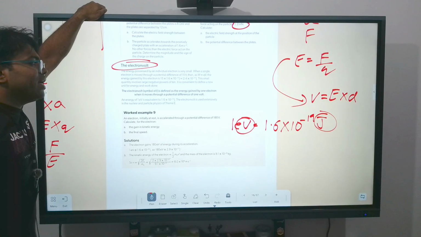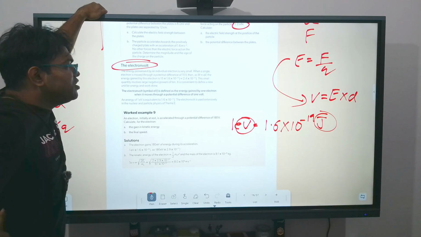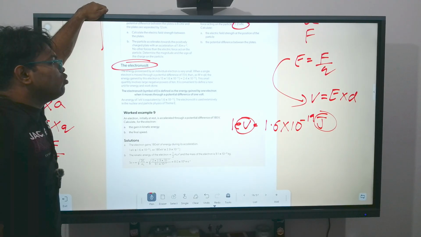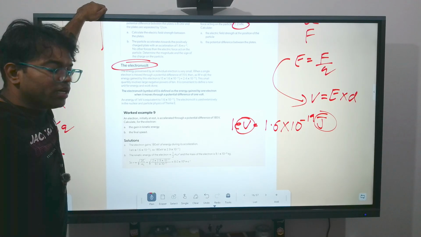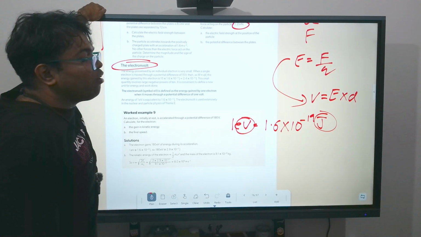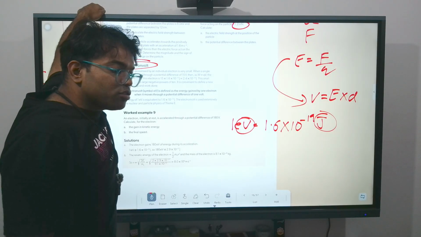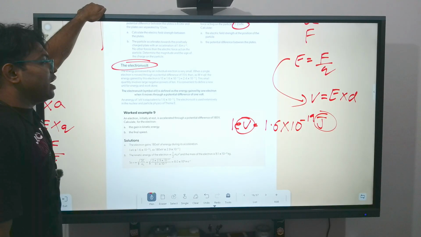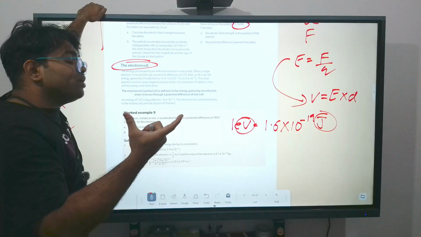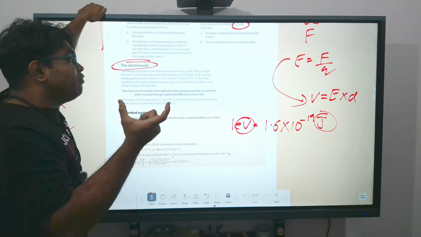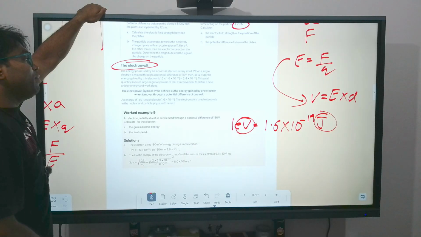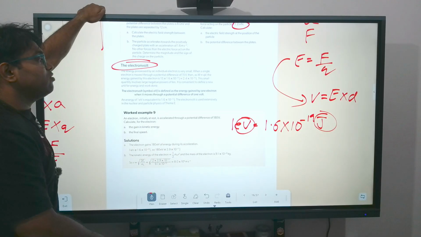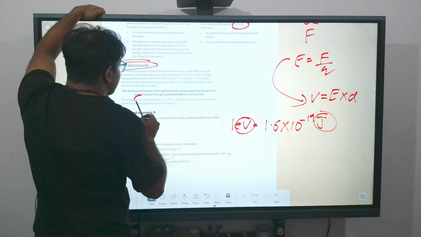The electron volt is defined as the energy gained by one electron when it moves through a potential difference of 1 volt. That is the actual definition. If you have a charge and you place it in an electric field with a potential difference of 1 volt, the amount of energy gained by that charge will be equal to 1 electron volt.